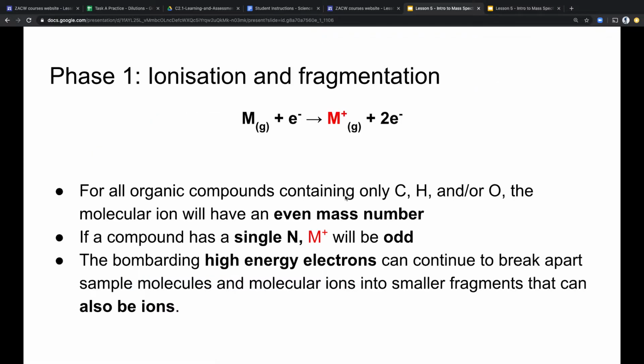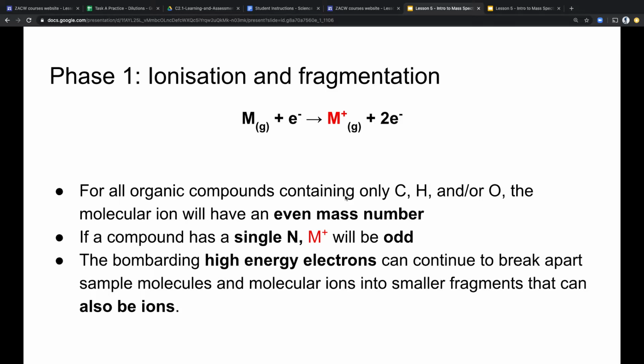Cool. Now, we've formed our molecular ion. A few things you need to know when you look at a spectrum is that for all organic compounds containing only carbon, hydrogen, and oxygen, the molecular ion will always have an even mass number. This is really important to remember. Why is it important? Because in the case that you might have an amine or an amide or something, if a compound has a single nitrogen, that molecular ion will be odd. That's a huge clue about whether you have a nitrogen-containing compound or not. Cool.